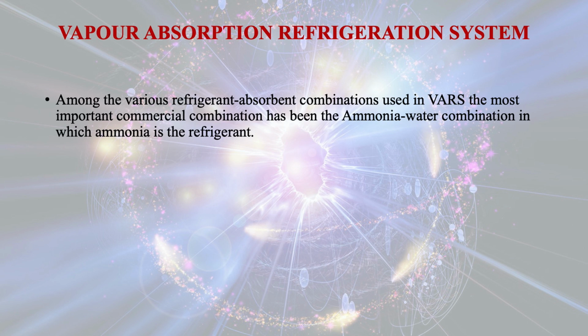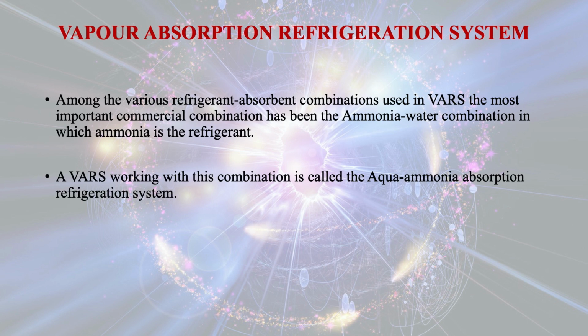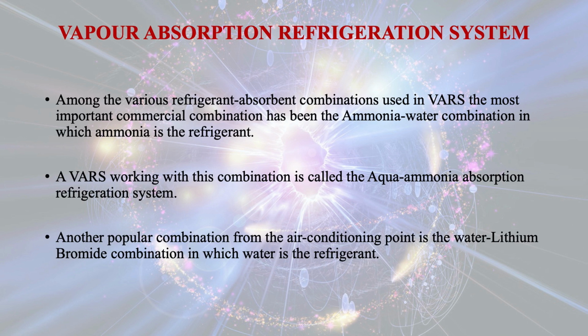Among the various refrigerant absorbent combinations used in vapor absorption refrigeration systems, the most important commercial combination has been the ammonia-water combination, in which ammonia is the refrigerant. A VARS working with this combination is called the aqua ammonia absorption refrigeration system. Another popular combination from the air conditioning point of view is the water lithium bromide combination, in which water is the refrigerant.